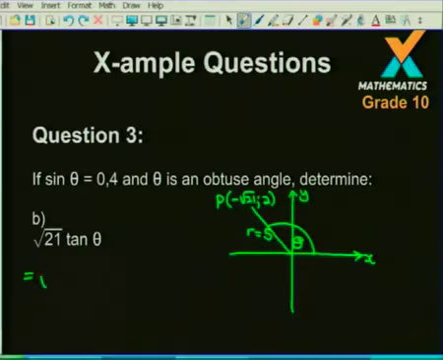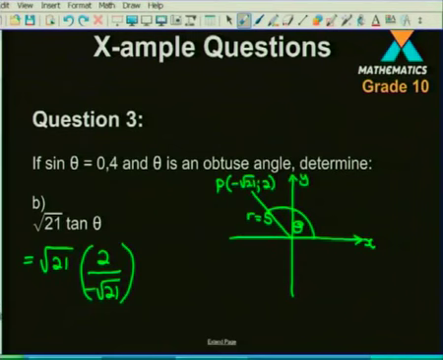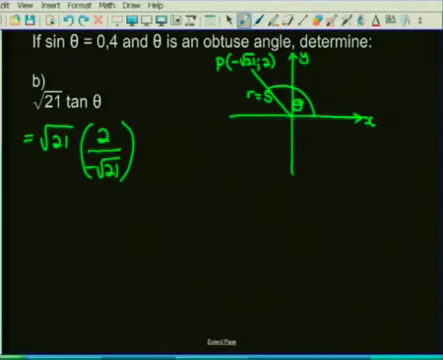Now, tan theta by definition is y over x. So if it's y over x, we're going to go over here and we're going to say root 21 multiplied by, and I like to use a bracket, the y over the x would be 2 over minus root 21. Now that's quite nice because we know that we can make this over 1, and we can see that that root 21 divides into that root 21, and so my answer is 2 over negative 1, or if you like, minus 2. So there we have the answer of the second one.